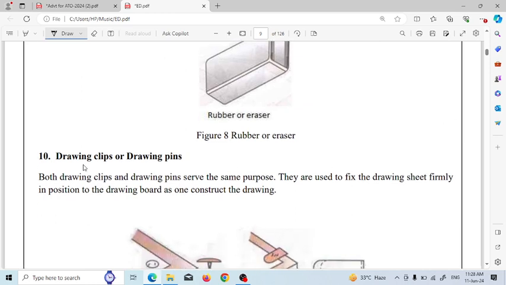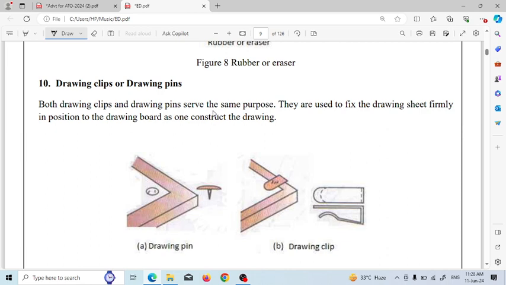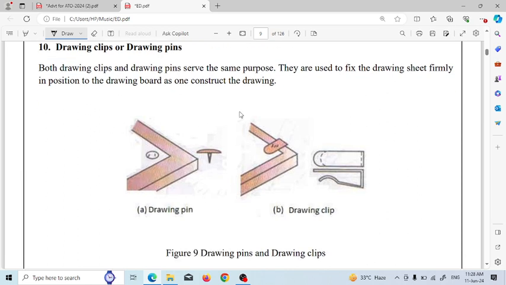Next drawing instrument is the drawing clip or drawing pins. Both drawing clips and drawing pins serve the same purpose. They are used to fix the drawing sheet firmly in position on the drawing board. So this is the drawing pin, and this is a drawing clip. It is adjusted on the drawing sheet on the drawing board.